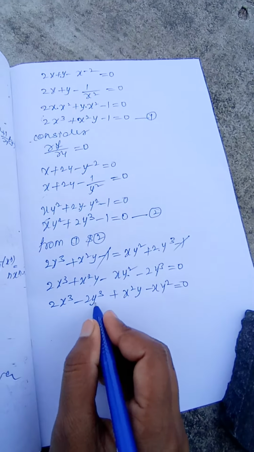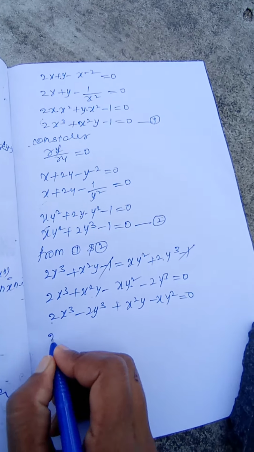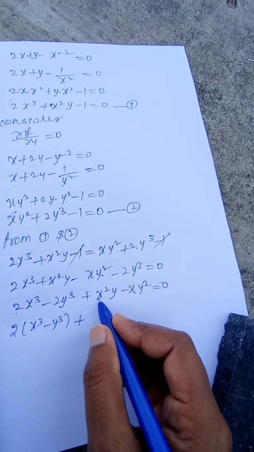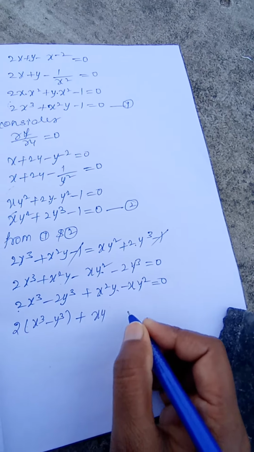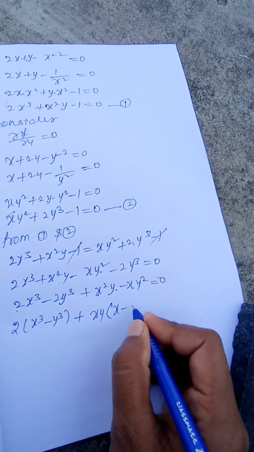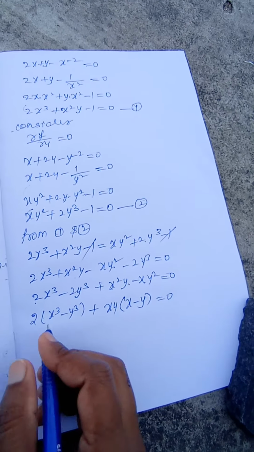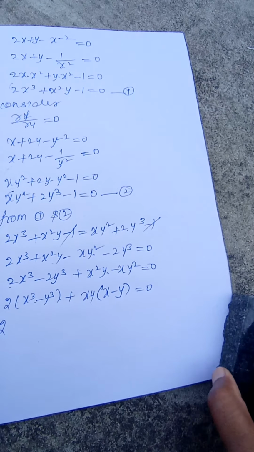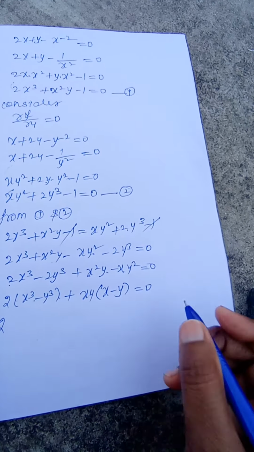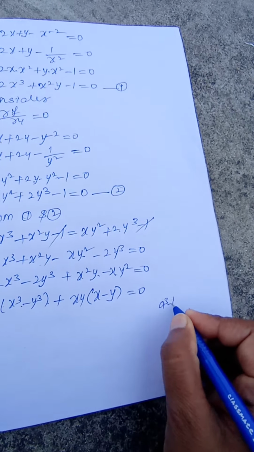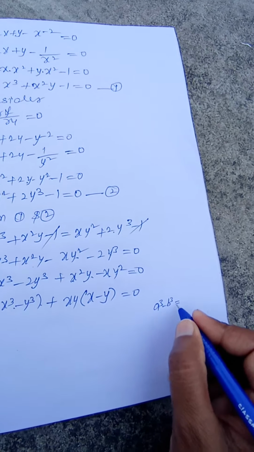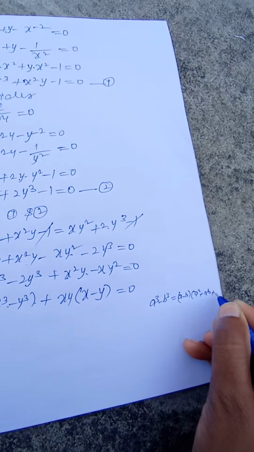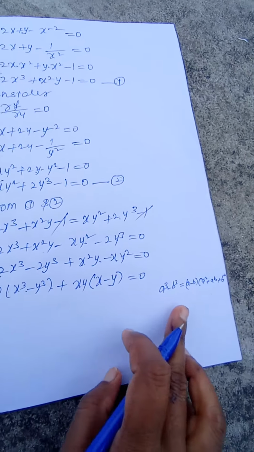In these two terms 2 is common: x cube minus y cube. In these two terms xy is common, so x minus y equal to 0. So 2 into, it is in the form of a cube minus b cube. So here apply the a cube minus b cube formula. We know that a cube minus b cube equals a minus b into a square plus ab plus b square. So apply this formula.